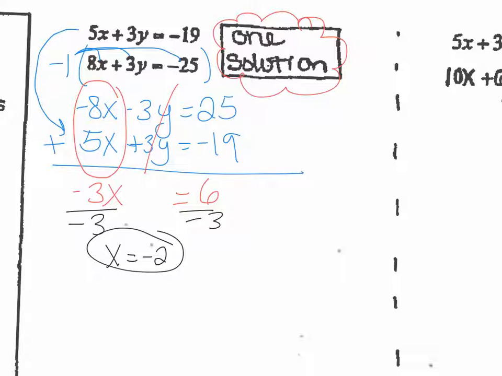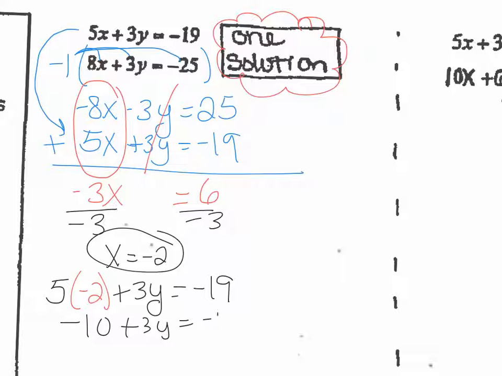So I'll just choose the first. So we'll have 5, but instead of x, I'm going to put in a negative 2, plus 3y is equal to negative 19. Negative 10 plus 3y is equal to negative 19.